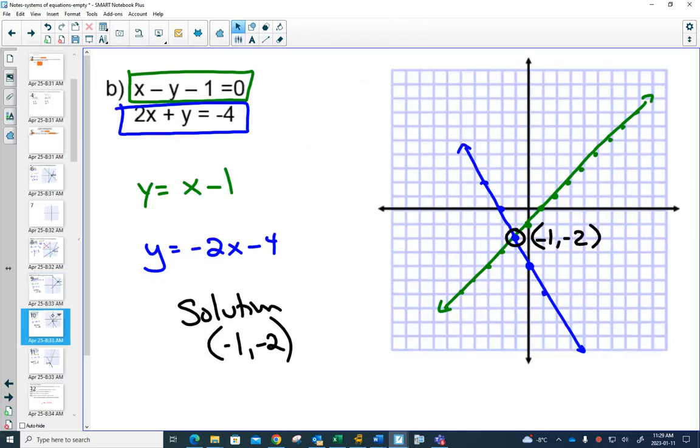All right, the second one. Check to see how you did. So I changed them both to y equals mx plus b. I graphed them with a bunch of dots. And I found the one dot that worked for both of them.